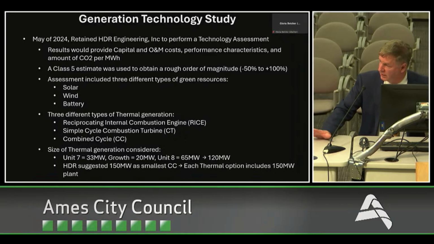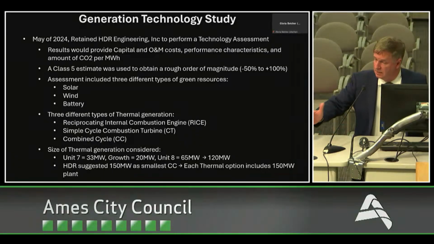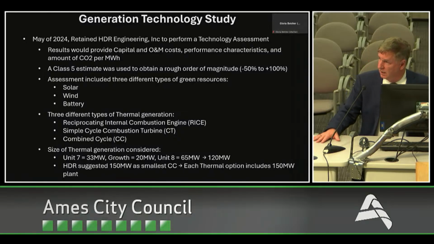We wanted to look at different types of green resources. We looked at solar, wind, and batteries. You could say, well, what about nuclear? Nuclear is considered a green resource. However, the size, the cost, and the timing of when nuclear is going to be an option. I've heard that MidAmerican is looking at a unit, their earliest is like 2036. And again, looking at the age, I think those units are in the 300, 350 megawatt range. Our peak is 138.